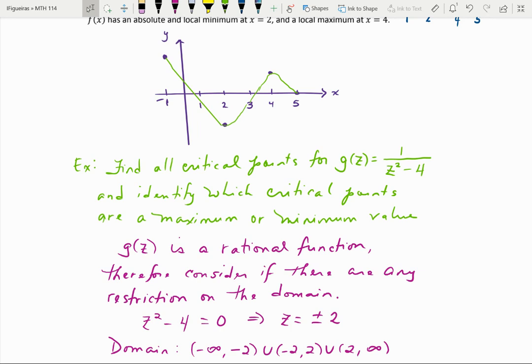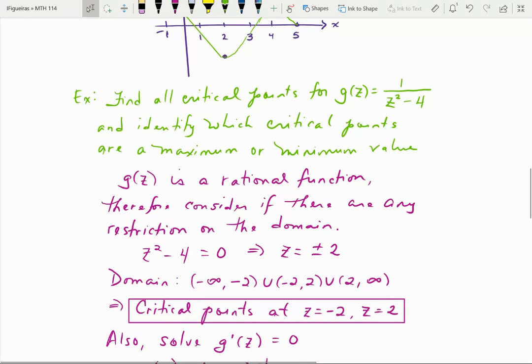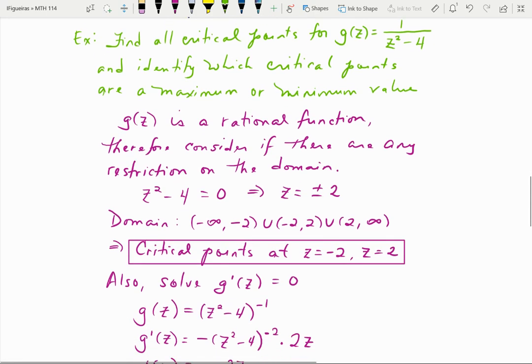Well, here there are. You take the equation in the denominator, z squared minus 4, set it equal to 0, and you get that z is equal to plus or minus 2, which means that your domain is all real numbers except -2 and +2, and this is how you write it in interval notation. What that means is that -2 and 2 are critical points, but they can't possibly be maximums and minimums because it's undefined there, but they'll still be important in your graph. So now we have to take our derivative and set it equal to 0.